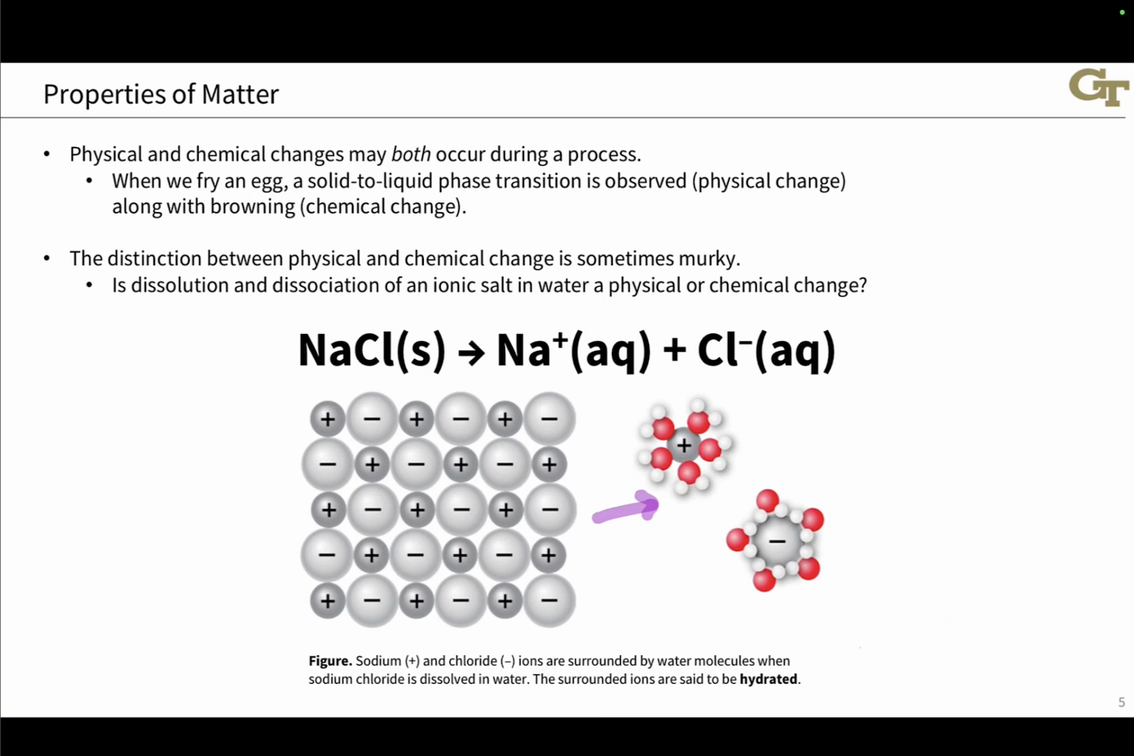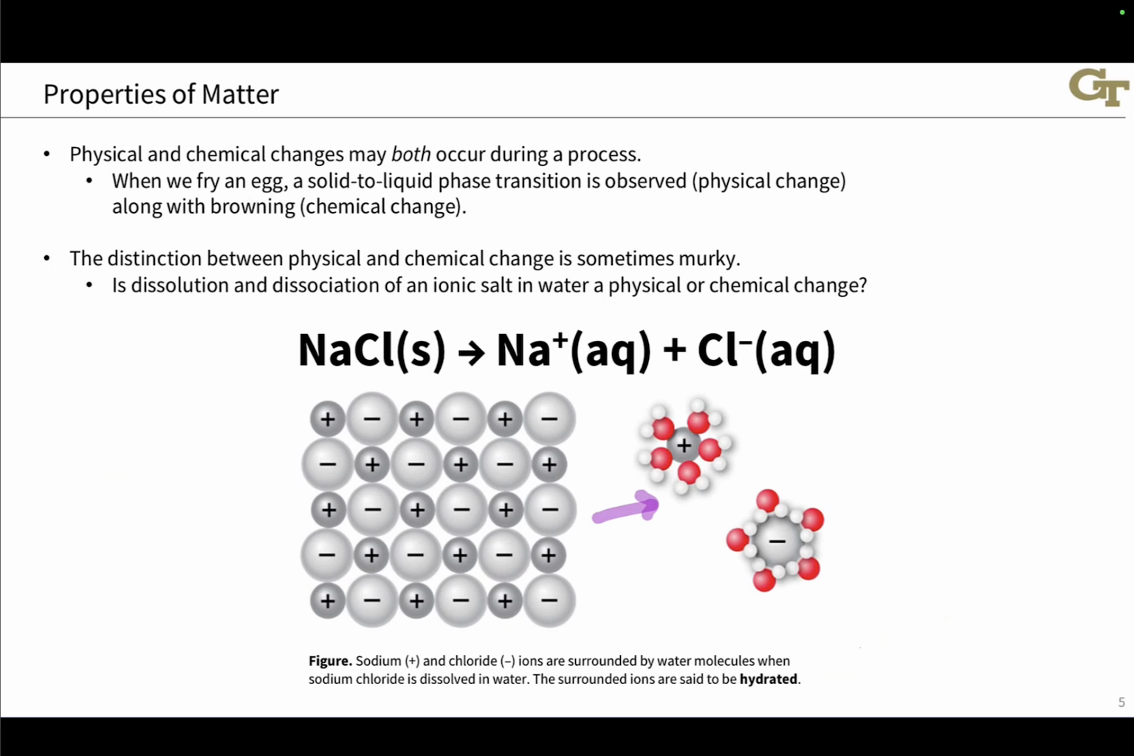An example closer to everyday life is frying an egg. There's a solid to liquid phase transition that takes place. This is a physical change since no bonds are being made and broken to go from a liquid to a solid. The molecules are just changing how they're arranged. But at the same time, browning takes place, and browning is a chemical change. The chemical makeup of the brown bits of the fried egg are different from the chemical makeup of the liquid white and yolk that we started with. So this is a chemical change.